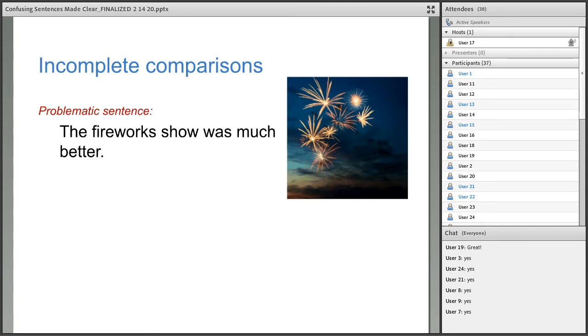Now let's look at a different sort of confusing sentence. Sentences with incomplete comparisons leave readers with unanswered questions. For example, the sentence, "The fireworks show was much better," is unclear because it leaves the reader wondering what the fireworks show is being compared to. Is it being compared to the fireworks show from the previous year? Is it being compared to a picnic that took place beforehand?